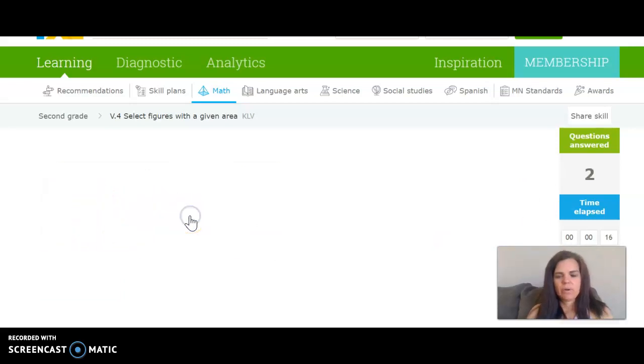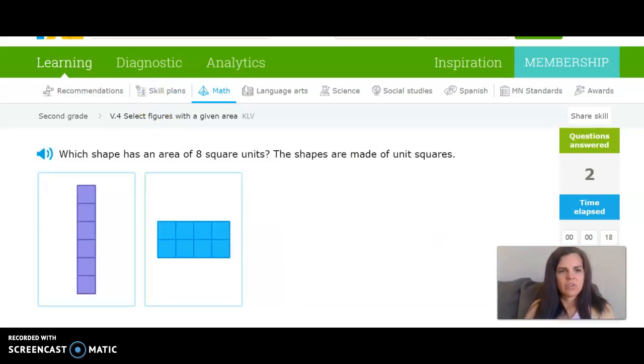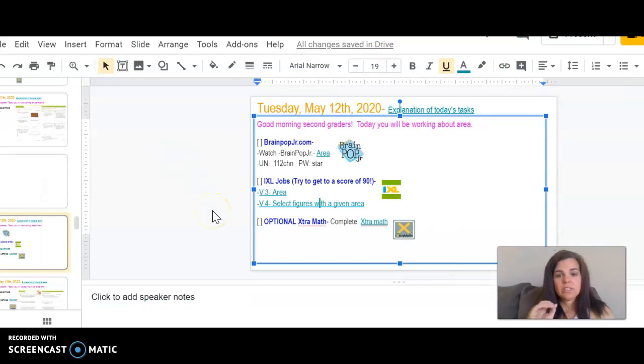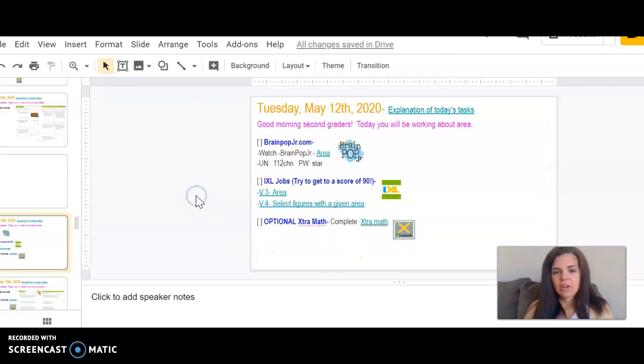3, 4. Okay, so I want you to try to get to 100 on your IXLs. If you get stuck, then get to at least 90. And then optional is extra math today, which I would love if you would push yourself to do, since today should be a little bit less than usual for math.